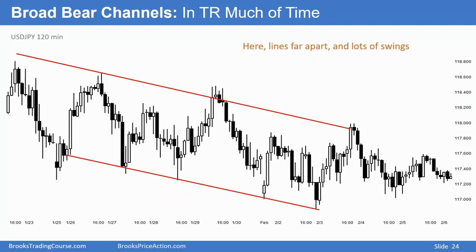The lines are far apart. The rallies have a lot of bars, 5 or 10 bars, and there are lots of swings up and down. Traders can both buy and sell.